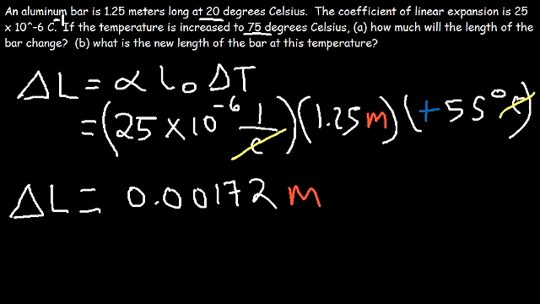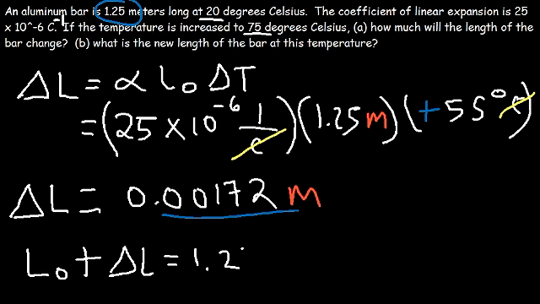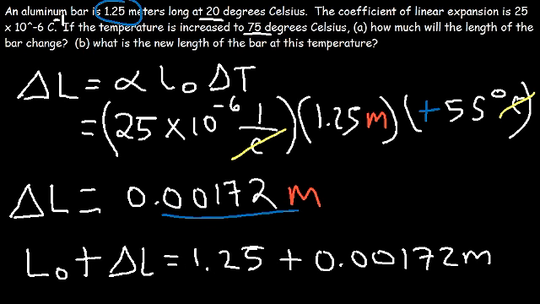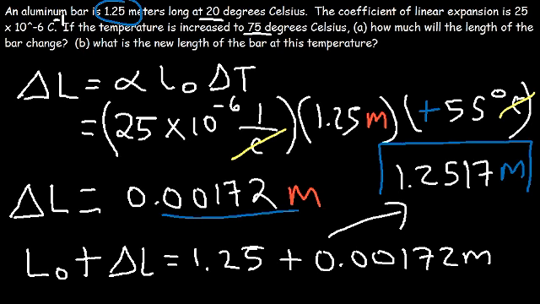Now what is the new length of the bar at this temperature? To find the new length, we need to add the original length plus the change in length. So it's going to be L0 plus delta L. So that's 1.25 meters plus 0.00172 meters. So this is about 1.2517, but you can round that to 1.252 if you want. So this is the new length of the bar. As you can see, it increased slightly.